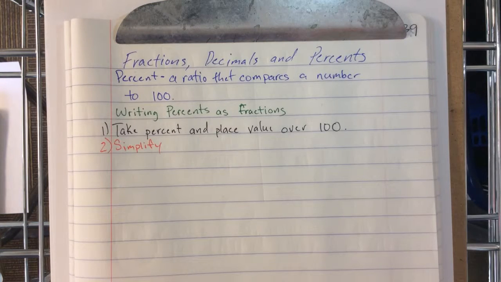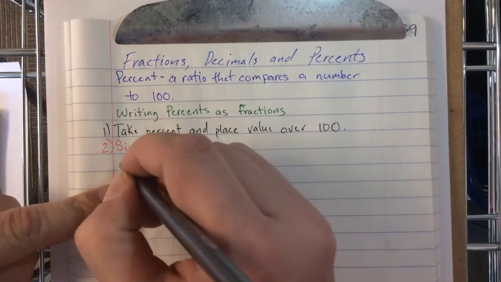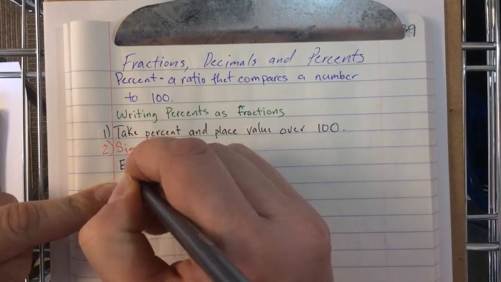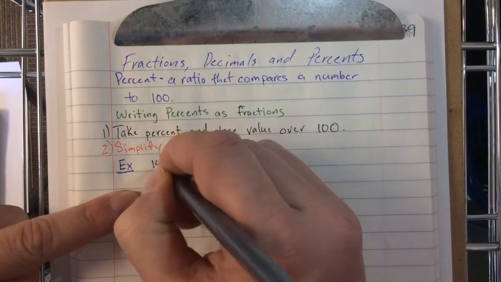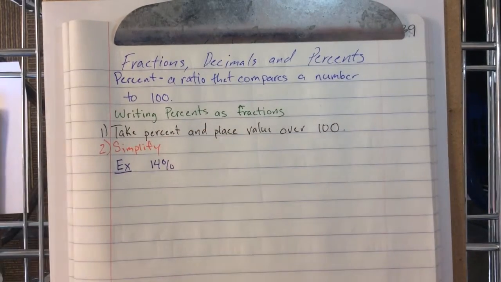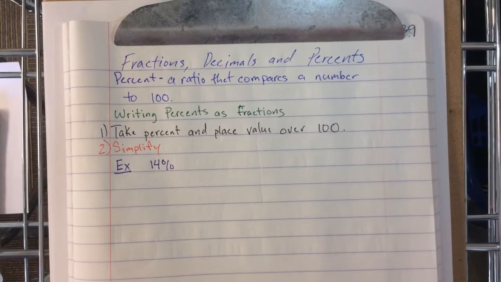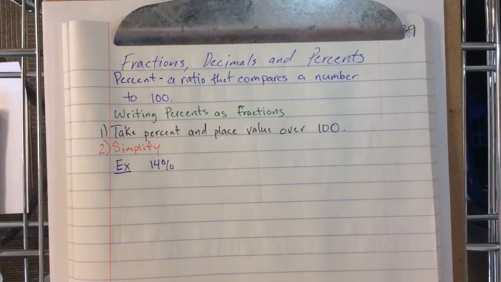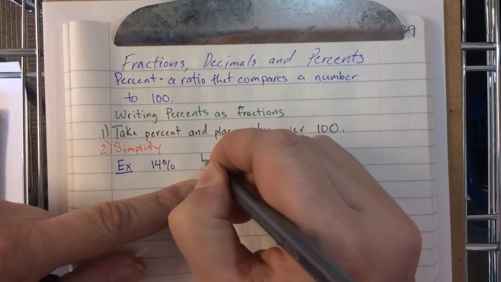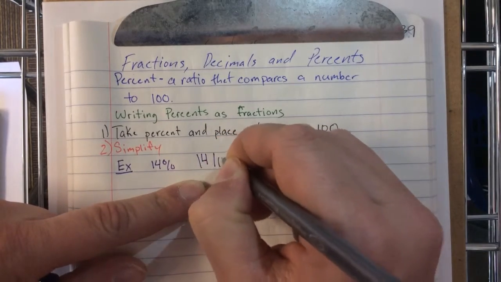So taking a look at an example, let's say we have 14%. What shall we do with it? How are we gonna adjust this and write it as a fraction? Reagan? We're gonna put 14 over 100.